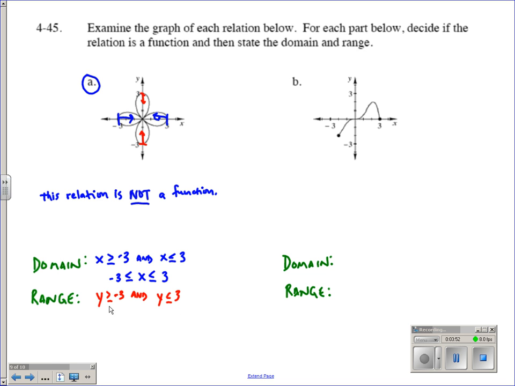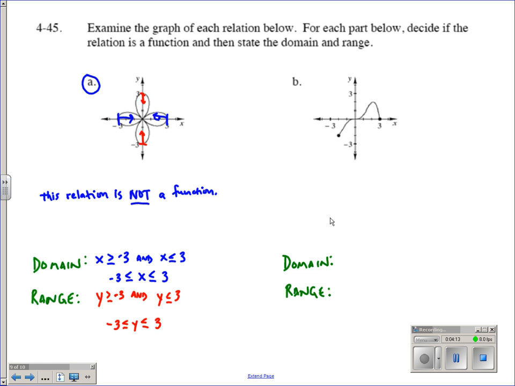So that's writing it as 2 inequalities, or you can take it and combine them into one. Just flip this one around. -3 is less than or equal to y, which is less than or equal to 3. So there's our range for part A on 4-45. Let's go ahead and talk about B here.